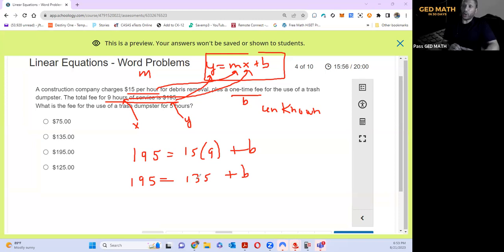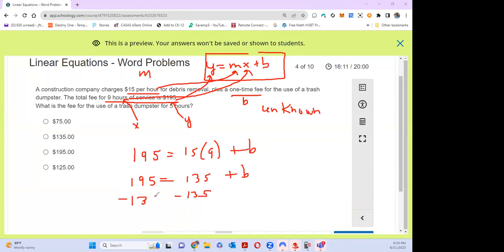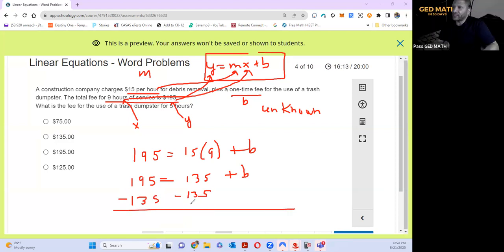The equation says 195 equals 135 plus B. Okay, don't we have to subtract 135? Whatever we do to one side, do to the other. What is 195 minus 135? It's 60. So 60 is B.